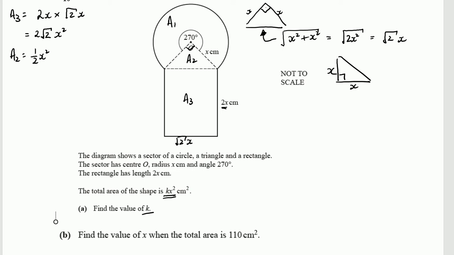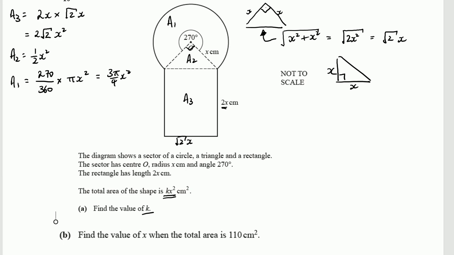Now the top area is the easiest one. It's simply the area of a sector. So that is the angle in the middle over 360 times the area of the circle, pi r squared. The radius of this circle is x, so this is pi x squared. If you type that into the calculator, 270 over 360 times pi, you'll get 3 pi over 4 x squared.